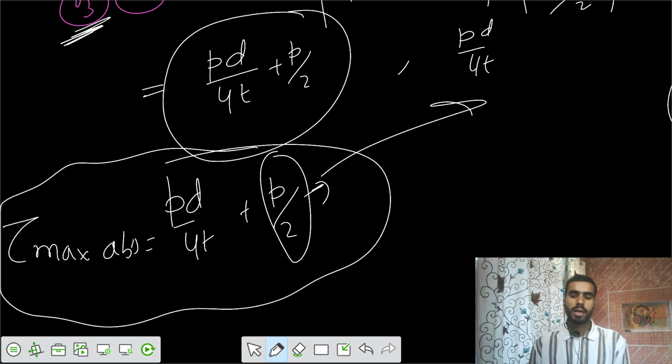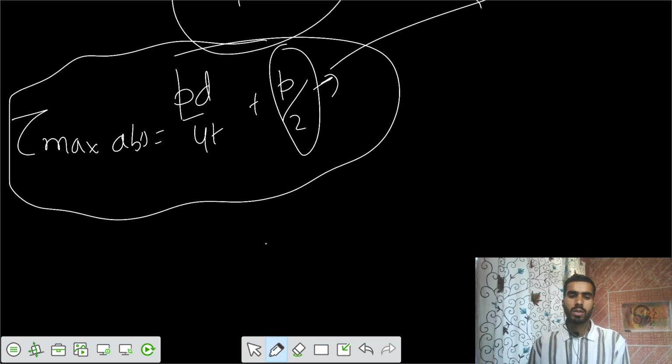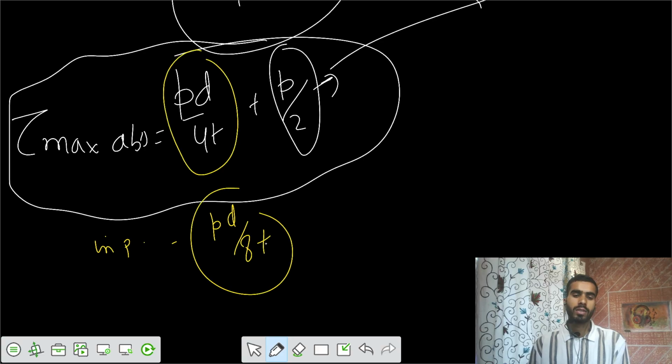So tau max in plane was equal to PD by 8T, but your absolute is PD by 4T. That's twice that of the initial value, and you also have some term of P by 2.